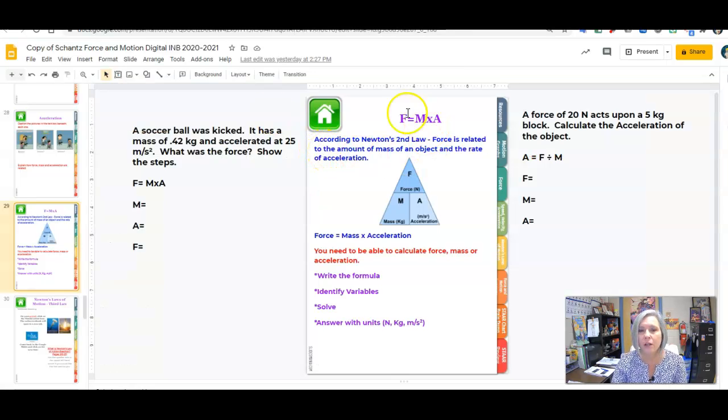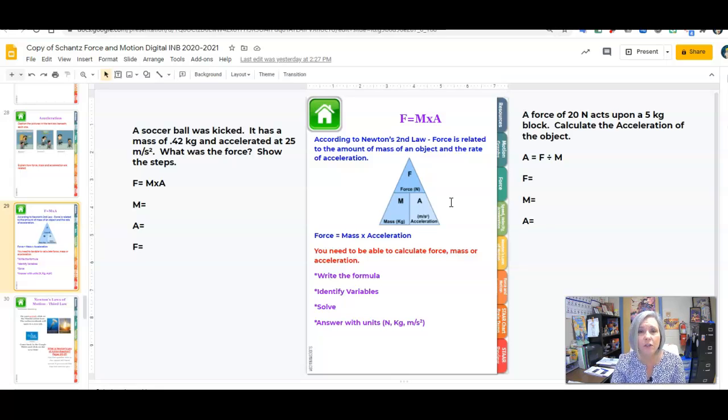So on slide 29, you see we have a triangle. Much like the speed triangle, we also have a triangle for force. So we know according to second law, force is equal to mass times the rate of acceleration. So F equals m times a. But, like speed, you may have to solve for mass or you may have to solve for acceleration.